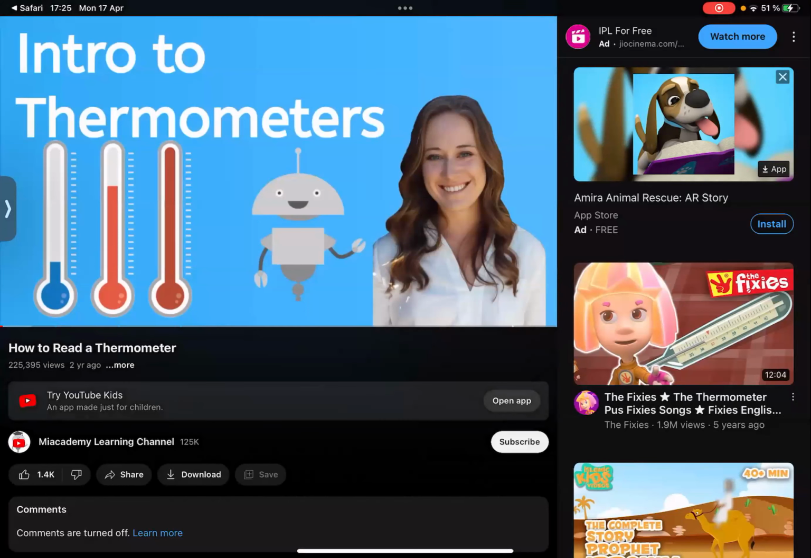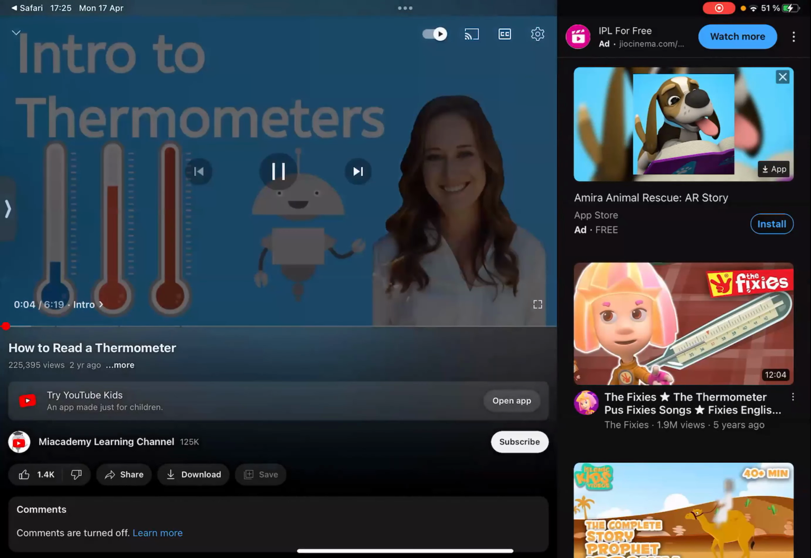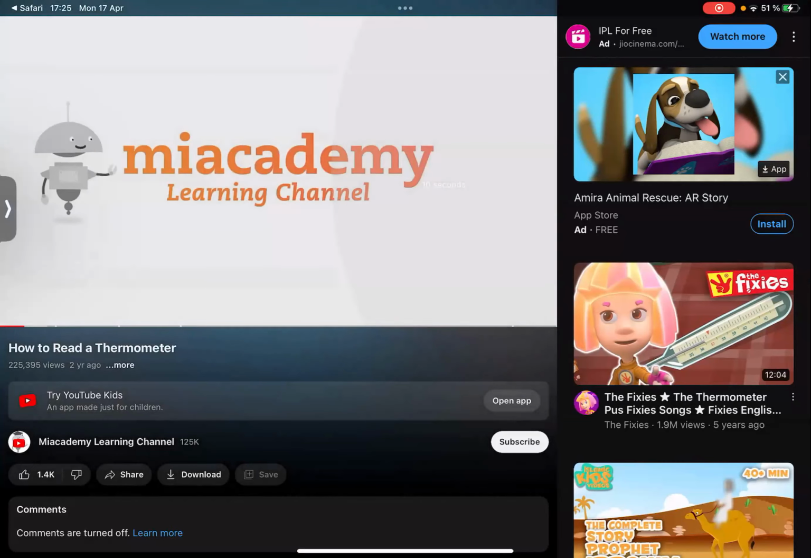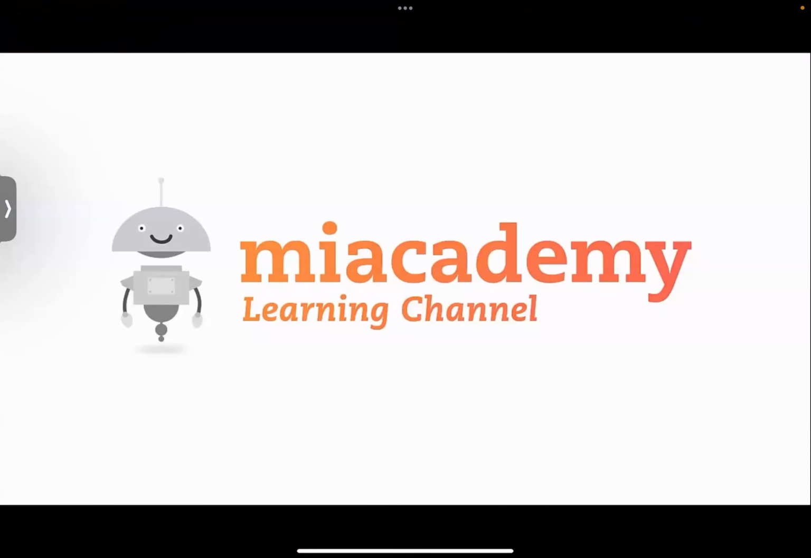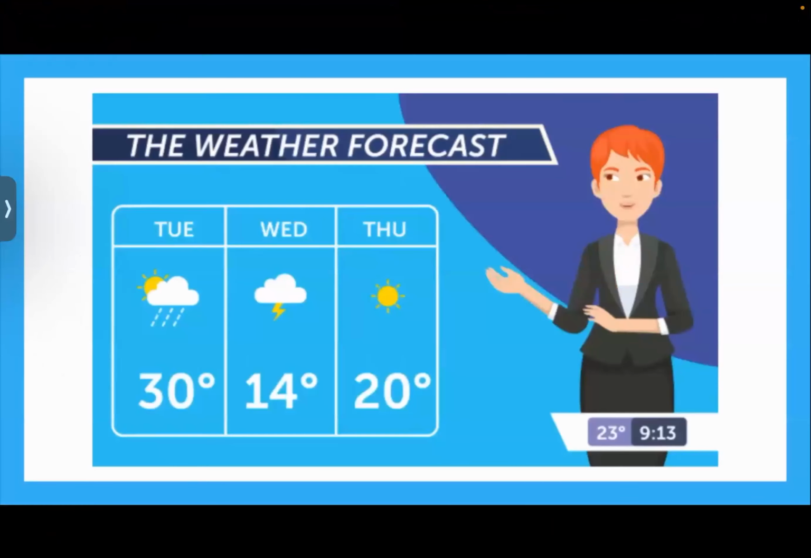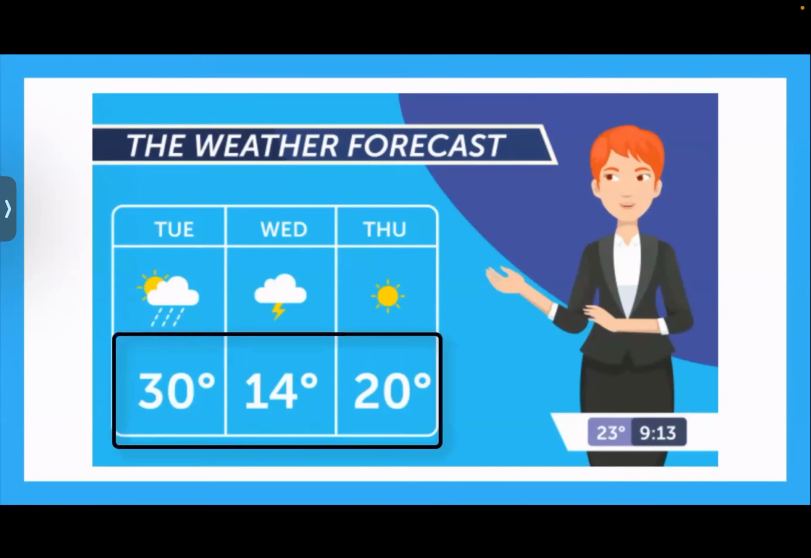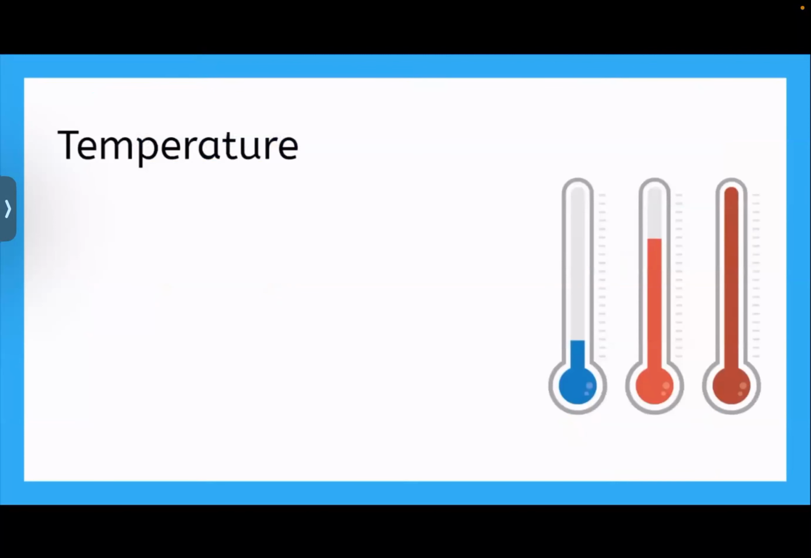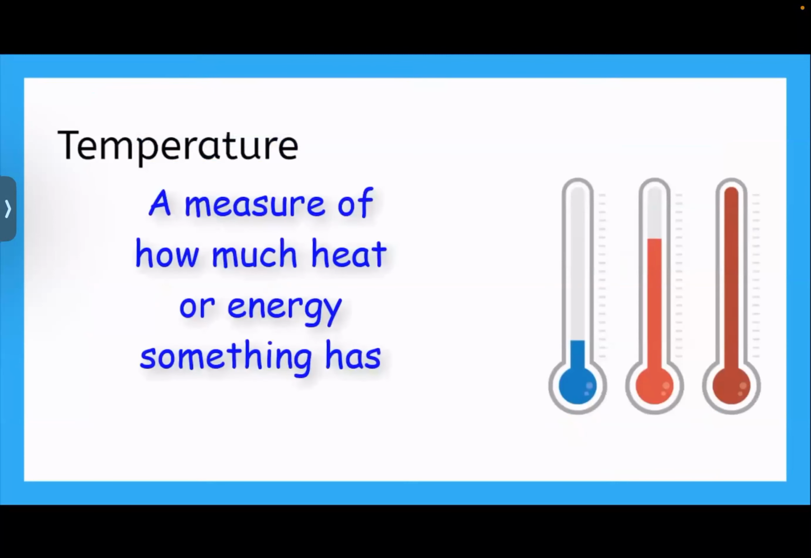Hey guys, it's Kaylee. In this lesson, we're going to learn about thermometers. Have you ever seen the weather report come on TV? It will often look similar to this, and the weatherman or woman will tell us the temperature prediction for the next few days. These numbers down here represent the temperature. But what is temperature? Temperature is a measure of how much heat or energy something has.